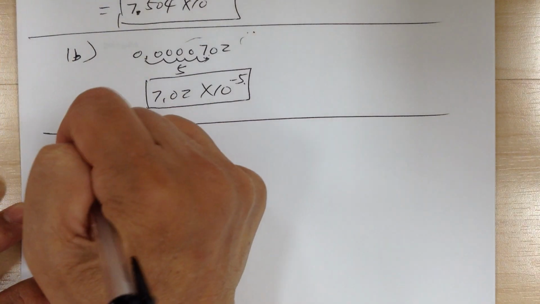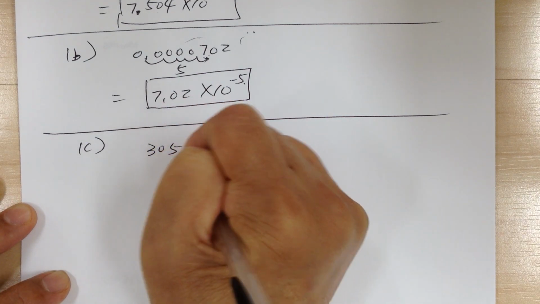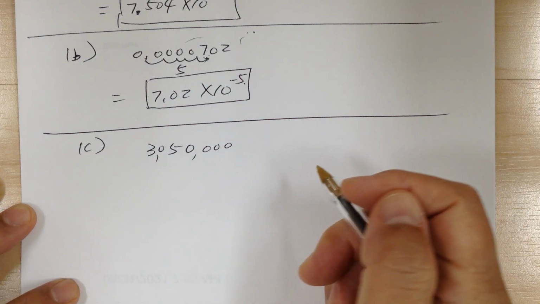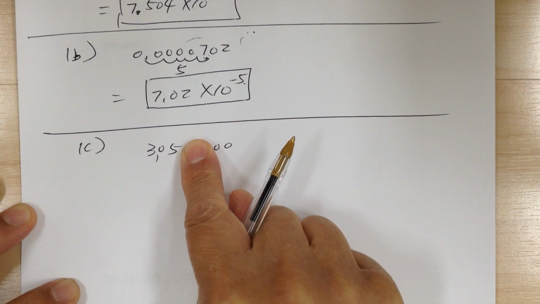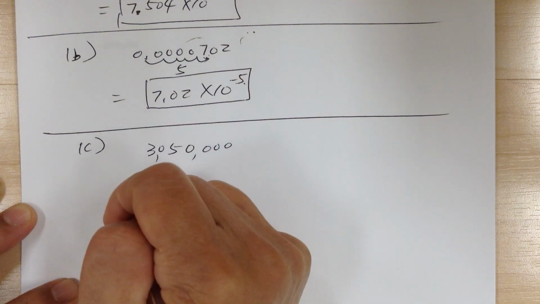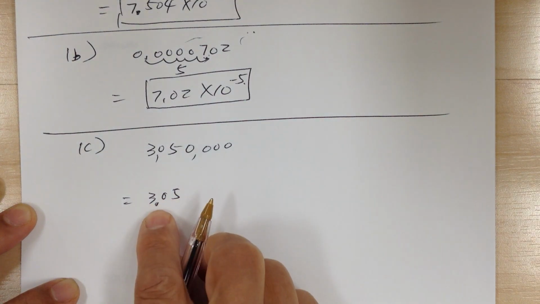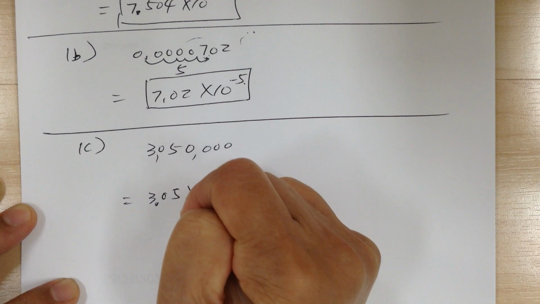Okay, 1c. You got 3, 0, 5, 0, 0, 0, 0. Again, the instruction says that these zeros are not significant. This is insignificant, so all you have to worry about is this over here. So this is equal to 3.05. Again, right away, you're going to get 1 digit before the decimal, and whatever is after that will be after the decimal, times 10 to the something, right?